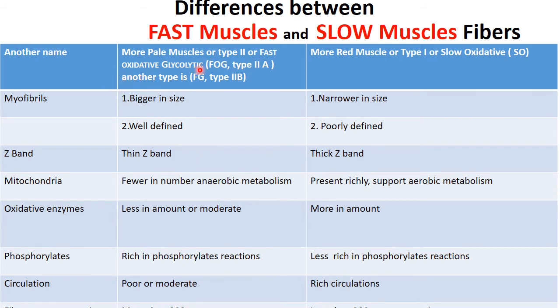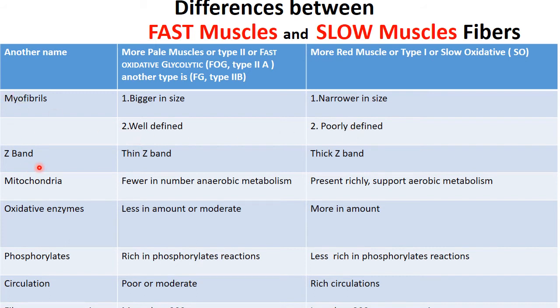Now type 2A is in between, you can say, type 1 and type 2. And type 2B here you can consider the extreme end of type 2. But we will take them together to simplify the classification. So the myofibrils are bigger in size here and narrower in size there. So, size differences: they are big in size, here they are less big. Well-defined boundaries here, less poorly defined there. So this is the difference in the myofibrils.